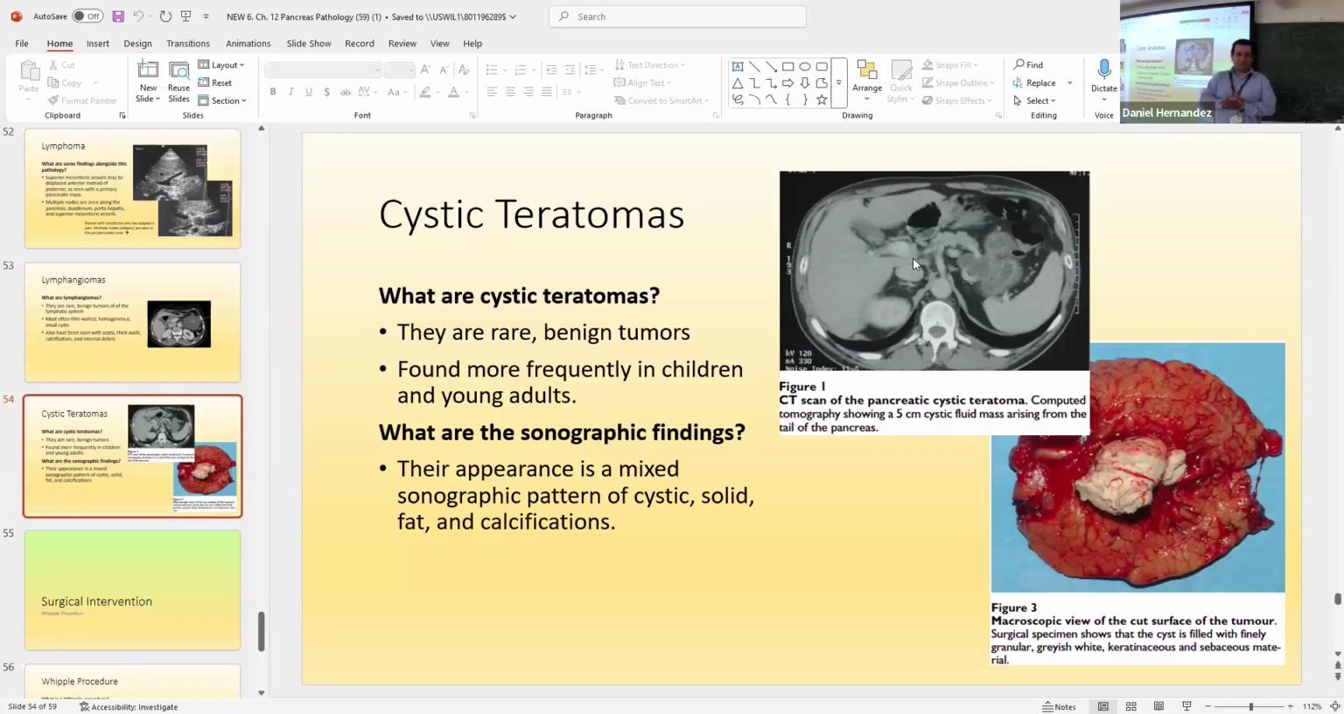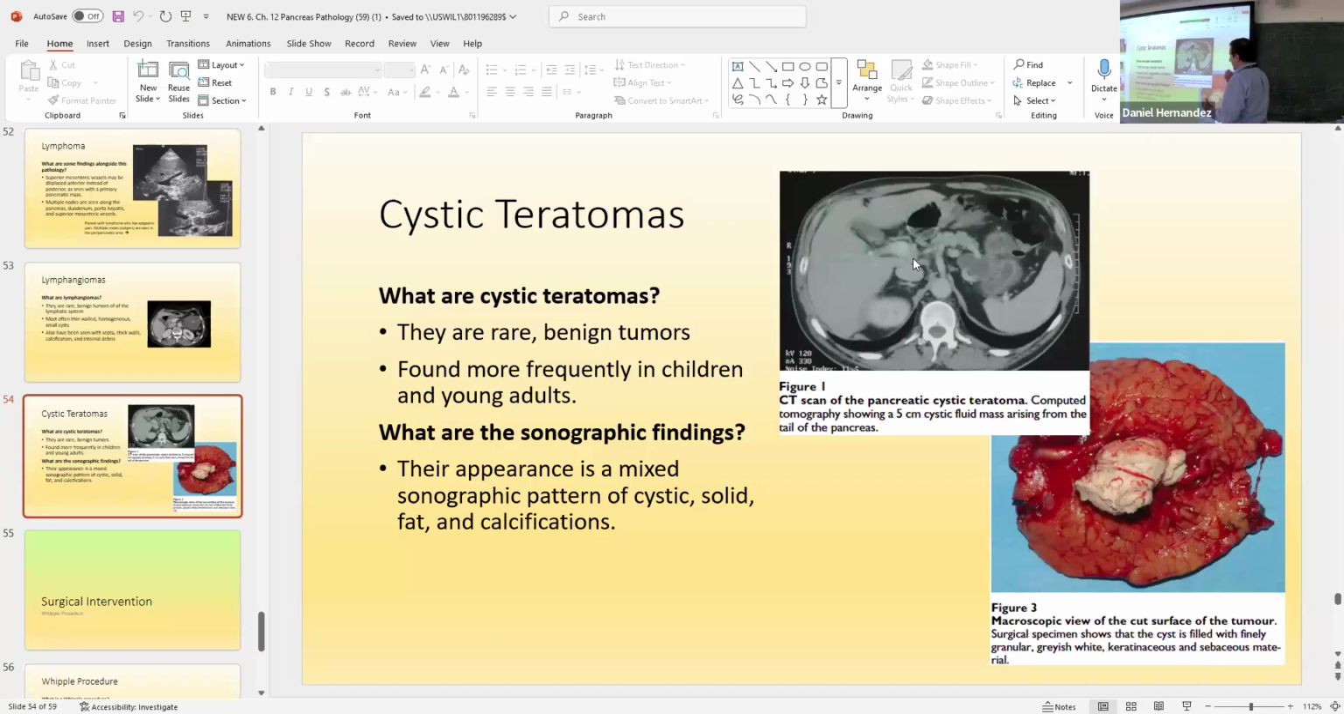I forgot what the term for it is, but they're tumors that are made up of different parts. They can contain bone, they can contain tooth, they contain hair, they can contain other bodily tissues within it.